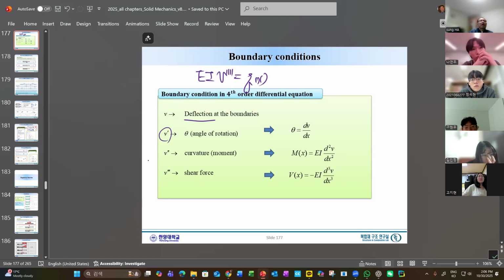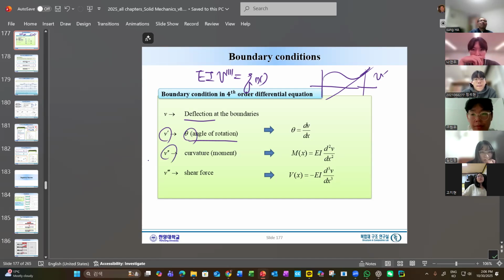And what is V prime? V prime is the angle of rotation. The V is given, and the slope, okay, slope is like this. So this is the V prime that represents the rotation. What is V double prime? Well, we know that moment equals EI V double prime. So double prime represents the curvature, the moment. And now what is the triple prime? That is the shear force.